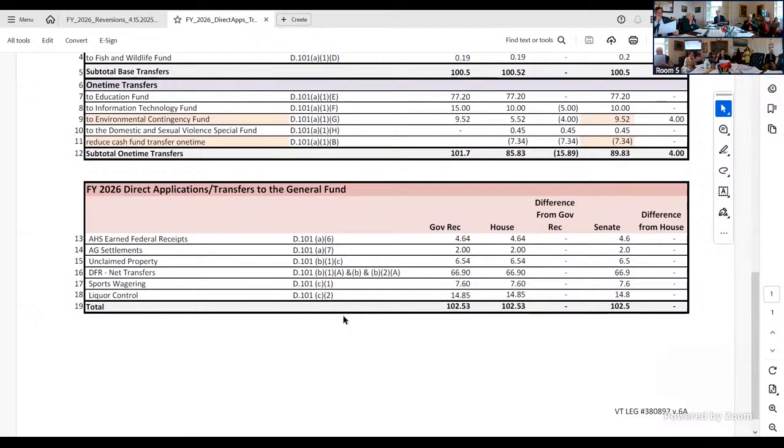Do you have your big sheet with you? I wondered if you just wanted to point out to us where these numbers show up on the big sheet, or you can bring it up there, yeah.